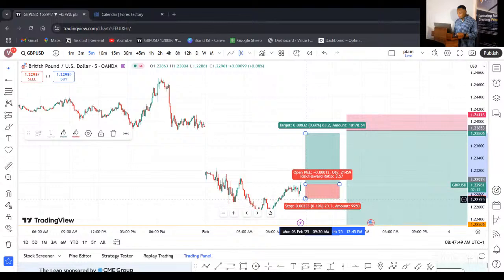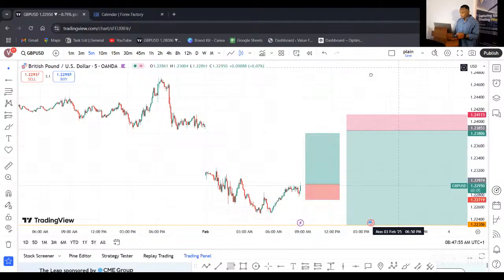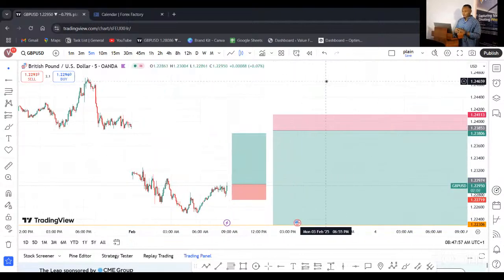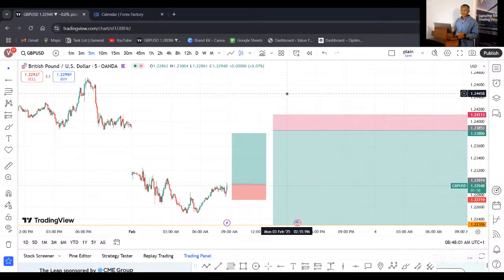Once this plays out, I'll be glad to take my entry and then take profit from these two setups on GBP USD. I really hope you take advantage of this once it plays out, and of course, we're going to be using microstructure and our entry strategy to do so. So that is all for GBP USD. We're going to be moving over to gold.